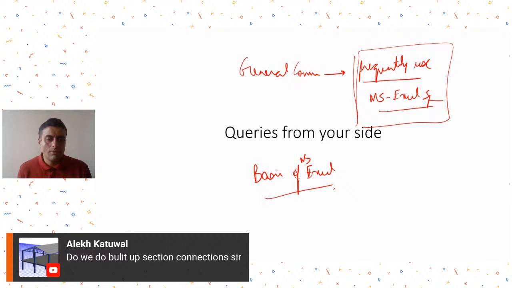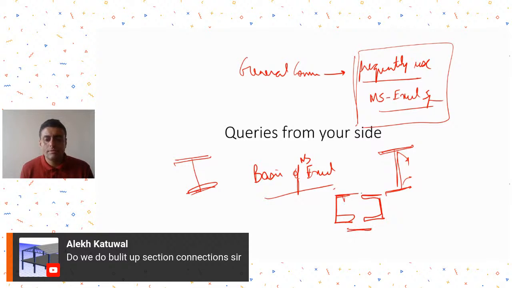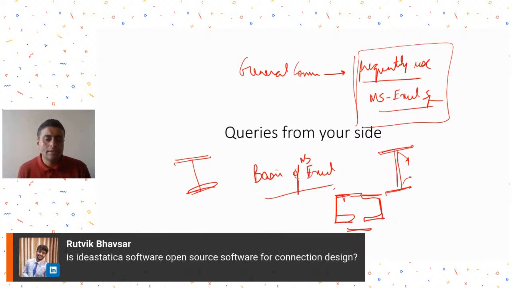Alek is asking, do we do built-up connections? Built-up connections. I think he is saying that if I have plate sections, then connection between these plates. Is this what you mean by built-up section connection? Okay, yeah. Of course, we will do. Built-up section means sections that we create out of joining two or more elements. So suppose I have a member like this, laced column or batten column, this connection with some other member, we will do connections for this. Yes, we will do. I mentioned it at the start.